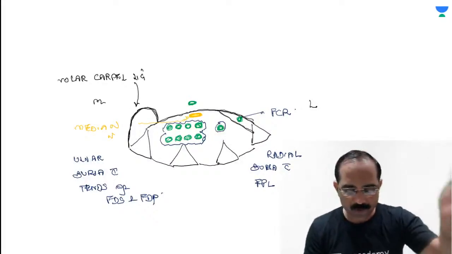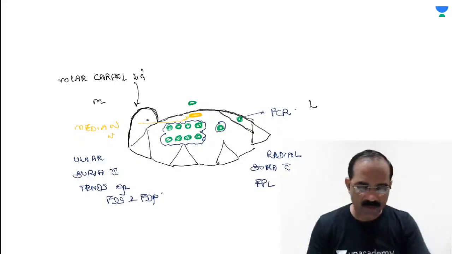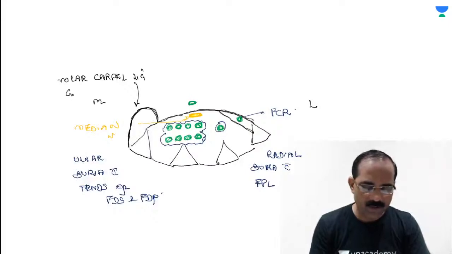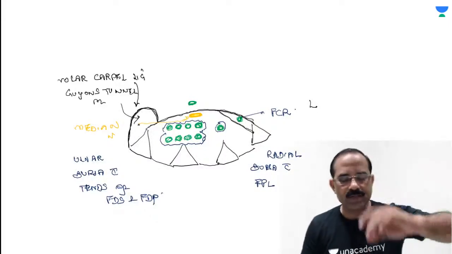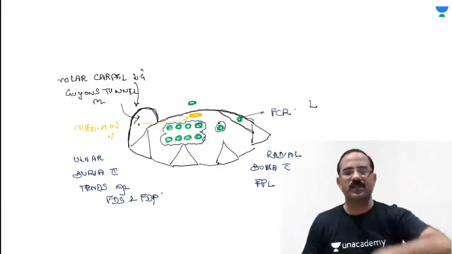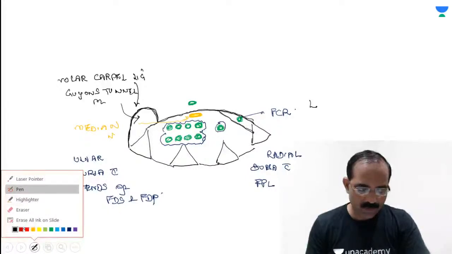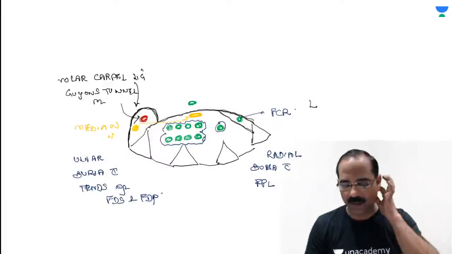And now students, between the volar carpal ligament and the Flexor Retinaculum, a small tunnel is formed. And what do you call this tunnel? The Guyon's tunnel. So what is Guyon's tunnel? It's lying between the flexor retinaculum and the volar carpal ligament. And what are the structures which are passing through this Guyon's tunnel? One is the ulnar nerve, and the ulnar artery. Ulnar nerve and ulnar artery pass through the Guyon's tunnel.